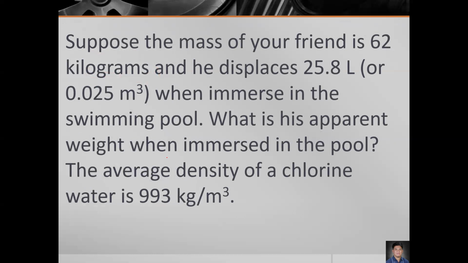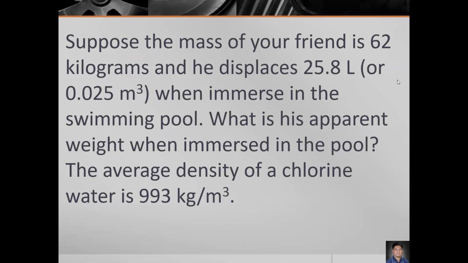Okay, suppose the mass of your friend is 62 kilograms and he displaces 25.8 liters or 0.025 cubic meters when immersed in the swimming pool. So what is his apparent weight when immersed in the pool? The density of chlorine water is 993 kilograms per cubic meter.